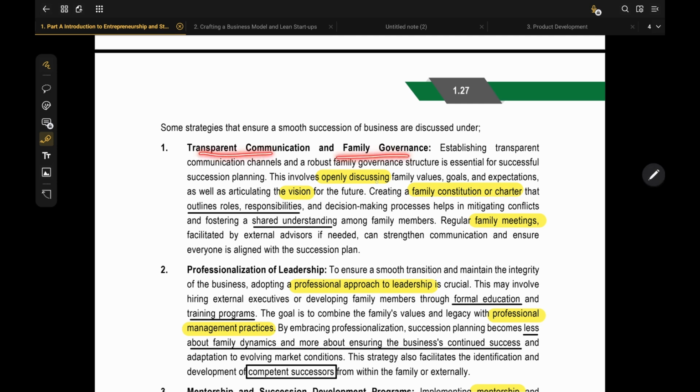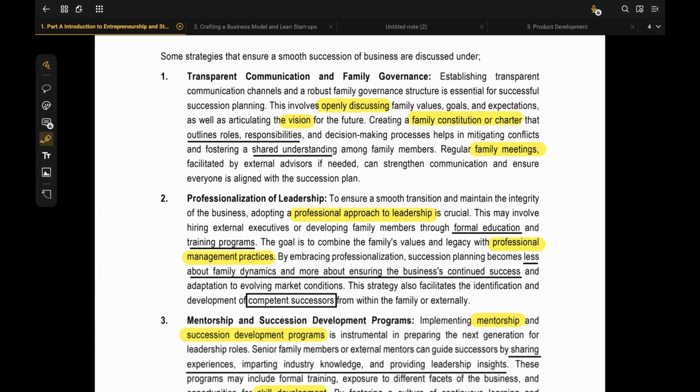Transparent communication and family governance. You should openly discuss these matters. There should be a shared understanding within the family. The family should hold meetings, and there will be a family charter. Like every company has articles of association and a memorandum of association, the family should likewise have a charter.